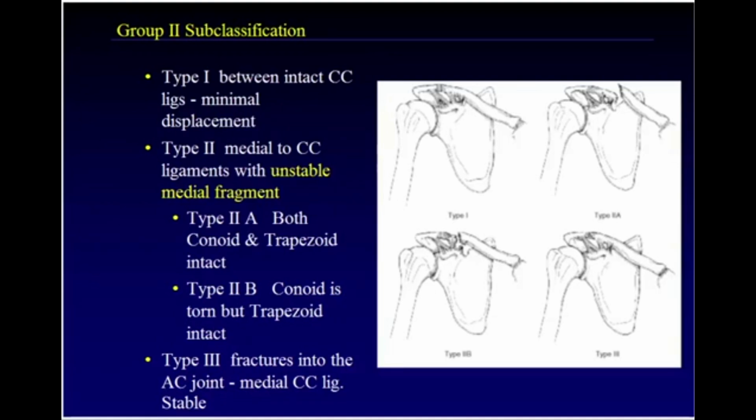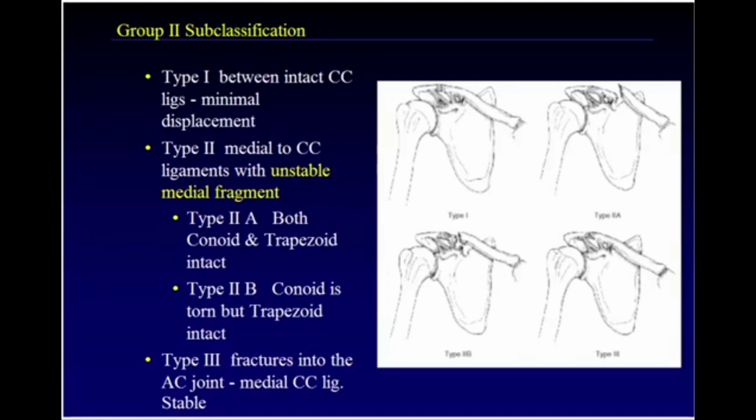Type 2 fractures are ones where you have an unstable medial clavicle fragment. In a 2A, which you see here, both the conoid and the trapezoid ligaments are intact, whereas in a 2B, the conoid is torn, but the trapezoid more laterally is intact. And the problem with these type 2 fractures is that the medial end of the clavicle is very unstable. The lateral end of the clavicle is well tethered by the intact coracoclavicular ligament, either the trapezoid or both the conoid and the trapezoid ligaments, whereas the medial end of the clavicle is going to be unstable.